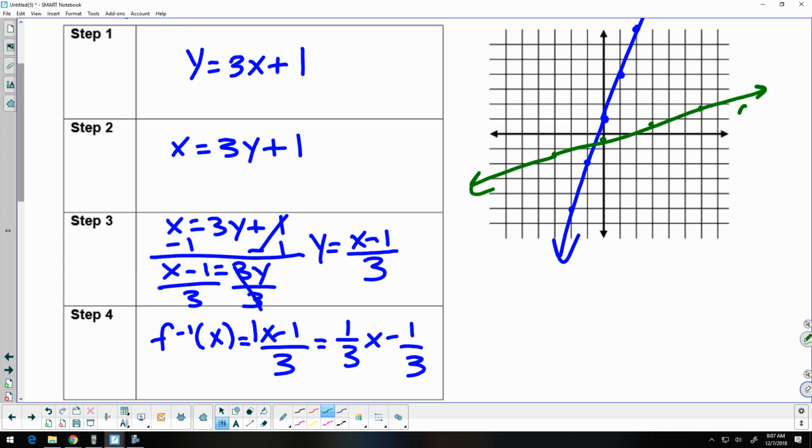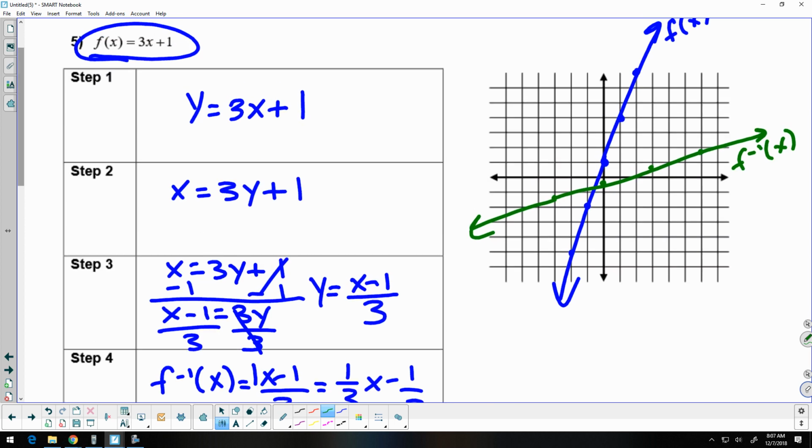Connect it all the way across, right next to it too, that this is the inverse of f of x. And again, you can clearly see too, if I draw in my line of reflection, y equals x, you can even visually see how you're taking that original function and reflecting it over the line y equals x to get your inverse function.